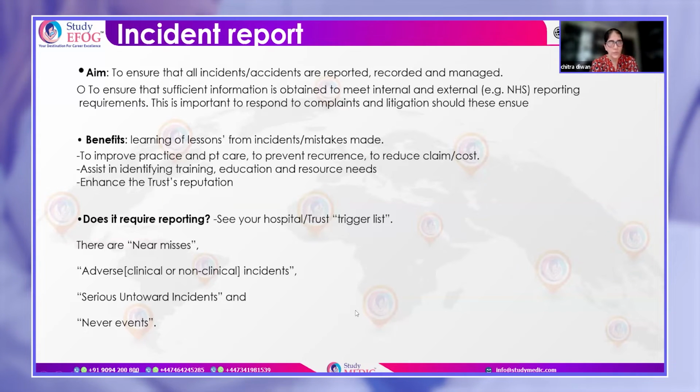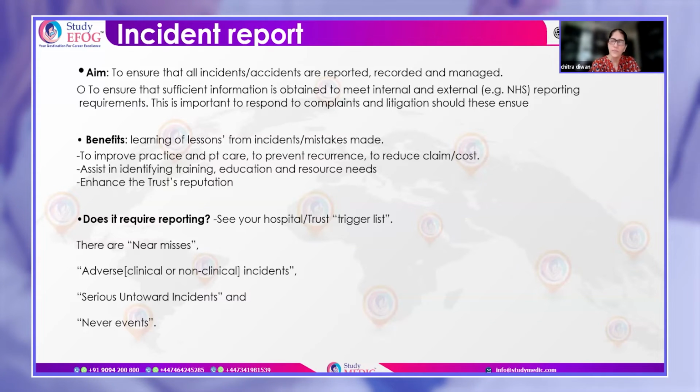Now, how do you know whether a particular incident needs reporting or not? So each hospital or each trust would have a trigger list. And if this particular incident is there in the trigger list, then you can make an incident report. Okay. So what are the incidents that can be reported?